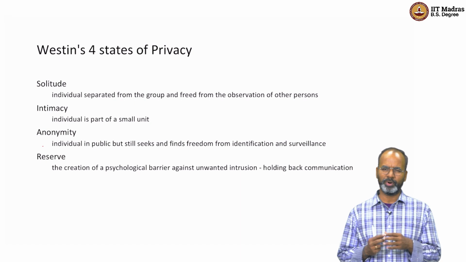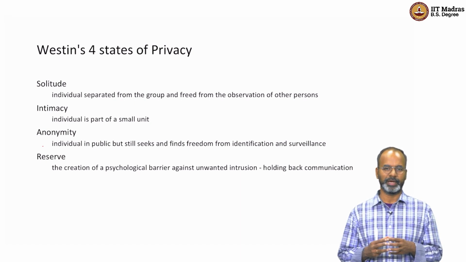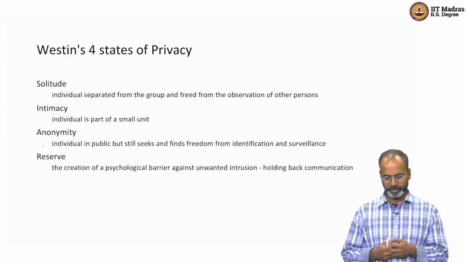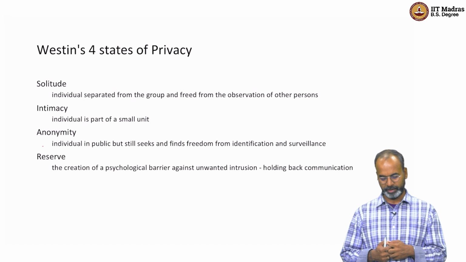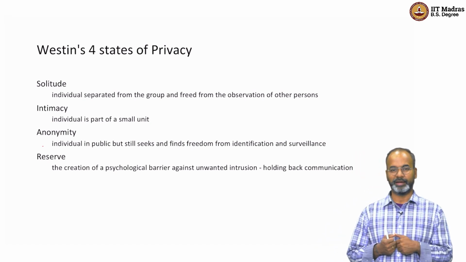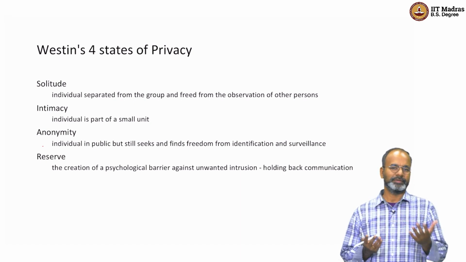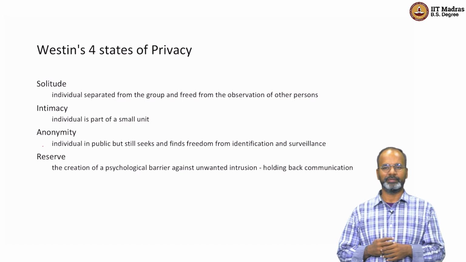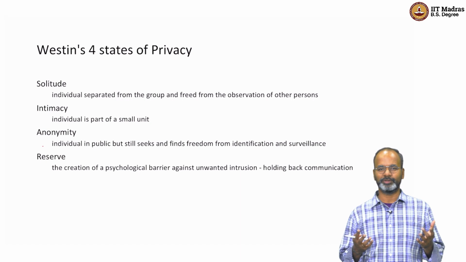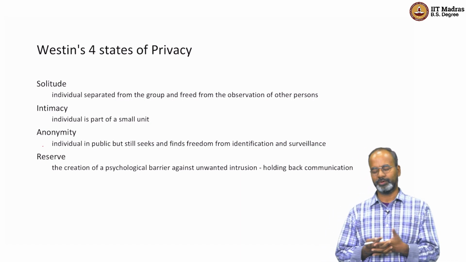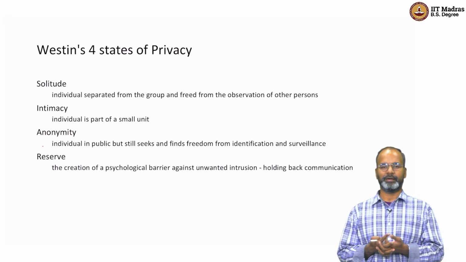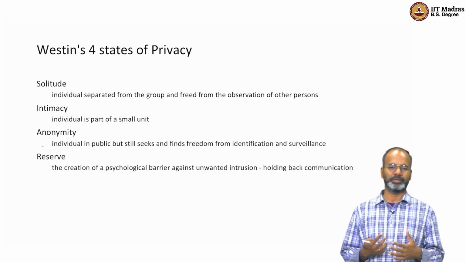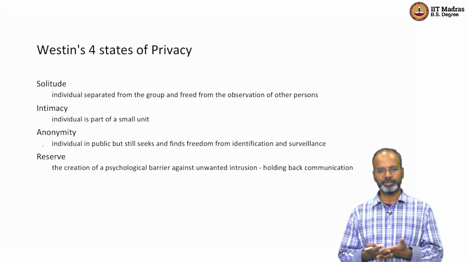Intimacy is where the individual is part of a small unit, meaning I'm getting my privacy because I'm just part of a small group. I'm not being identified in a larger group at all. Anonymity: the individual in public still seeks and finds freedom from identification and surveillance. I most of the time wear a cap, I wear a mask. Even if somebody takes a picture or a video, I'm being anonymized. Or I wear these glasses, which make my face not show up when people scan or take pictures. There are many methods, such as platforms like Tor and Anonymizer, where when you are browsing online, your browsing history is not captured, or your access to these websites is not being captured.